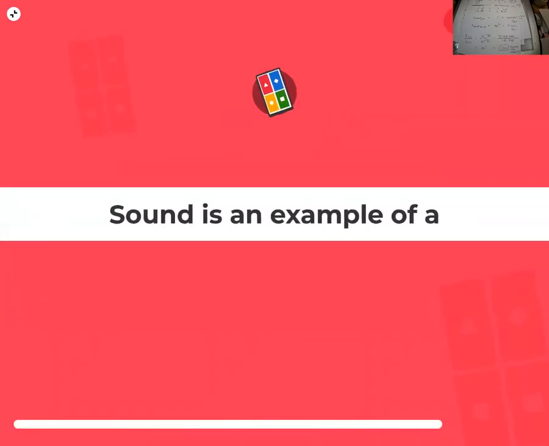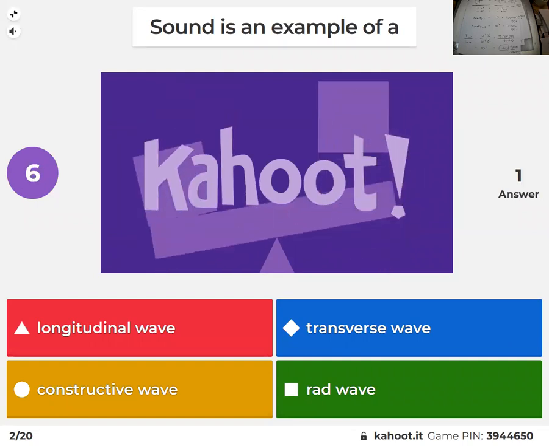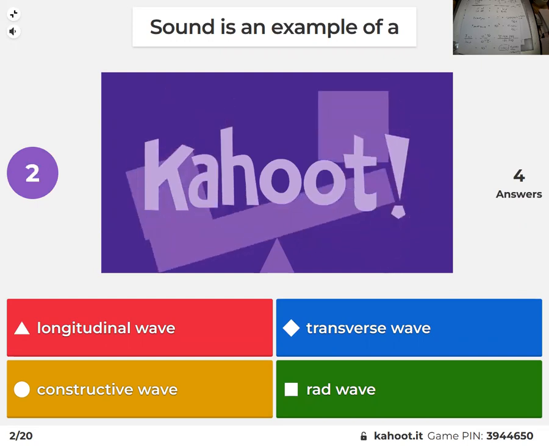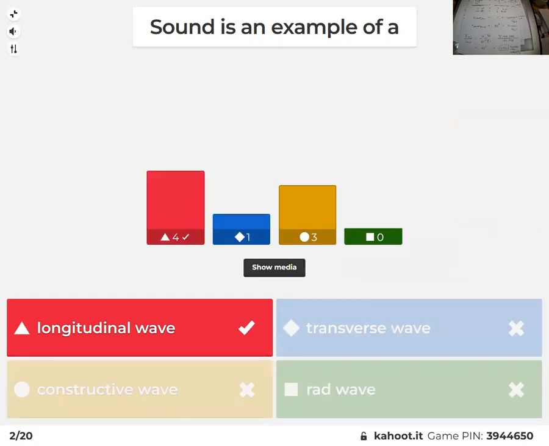Sound is an example of a longitudinal wave. Remember, that's a pressure wave. Tomorrow I'll have a lab for you guys where we'll be working with sound waves, like pressure waves like this. We'll set up some standing waves.